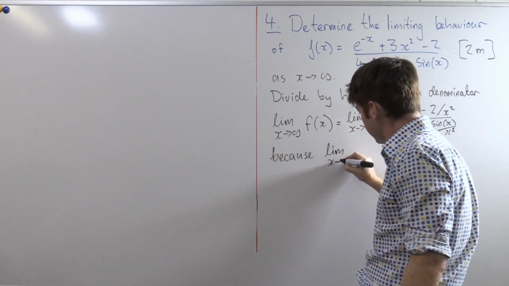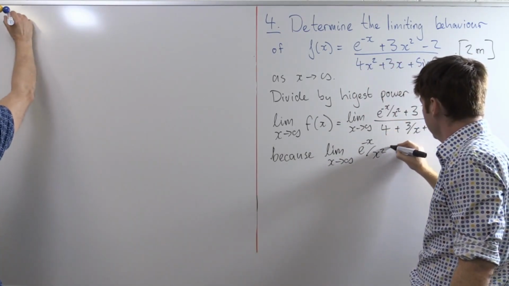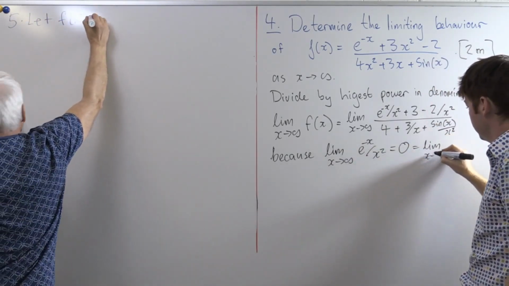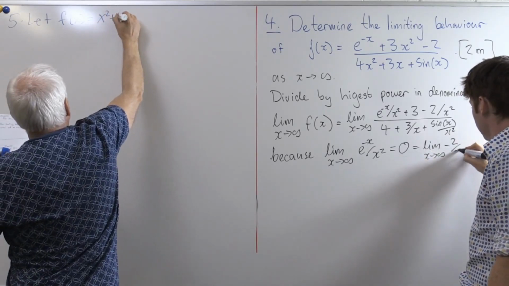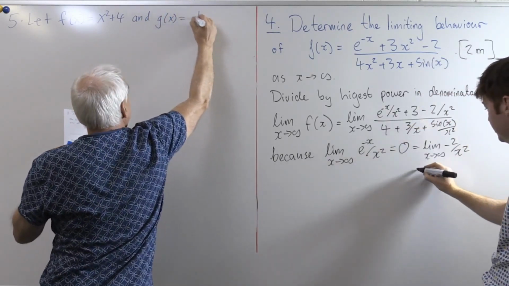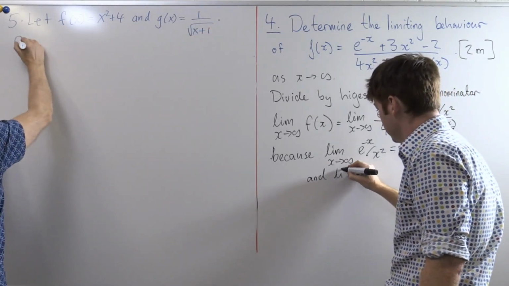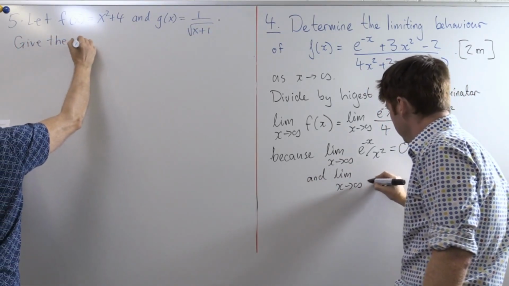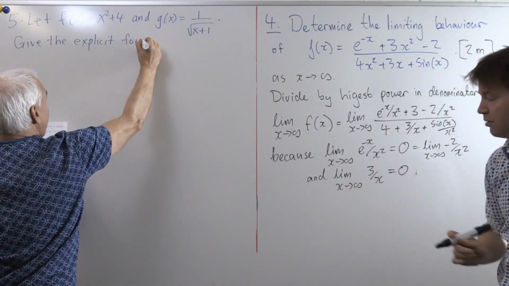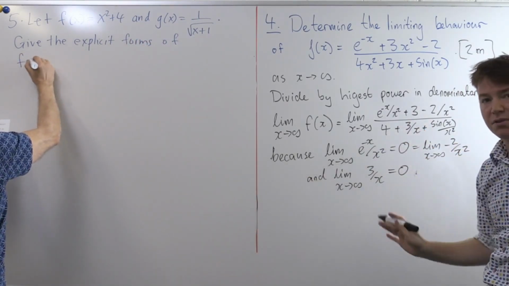because the limit as x goes to infinity of e to the negative x over x squared is 0, as is this one, of negative 2 on x squared, and this one as well. So that's 3 on x is equal to 0. They're all equal to 0. So I can just say that this limit and this limit are equal to 0.